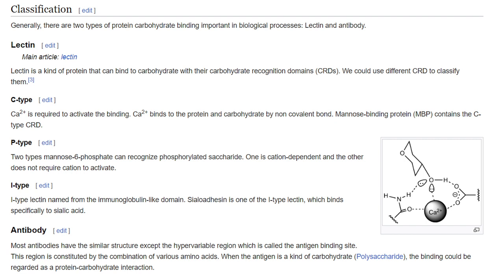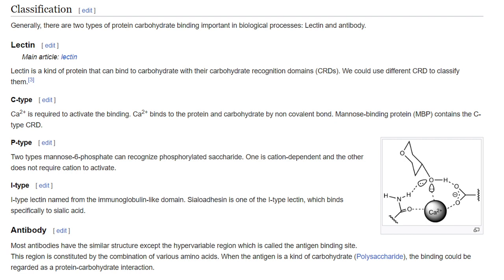So in the C type of lectins, you have the calcium ion that is required for the activation of the binding process, and this calcium binds to the protein and the carbohydrate via non-covalent bonds. For example, you have the mannose binding protein that contains the C type of carbohydrate recognition domains.